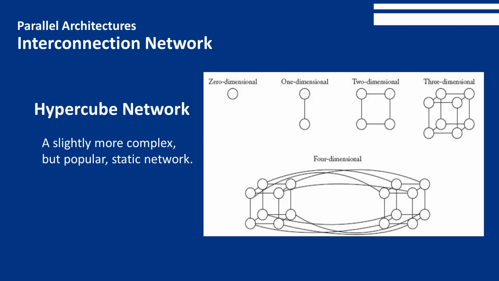A slightly more complex but popular static network is the hypercube network. A zero-dimensional hypercube consists of a single processor. A one-dimensional hypercube is formed by linking the processors in two zero-dimensional hypercubes. A two-dimensional hypercube is formed by linking each processor in a one-dimensional hypercube to one processor in another one-dimensional hypercube. Recursively, a d+1 dimensional hypercube is formed by linking each processor in a d-dimensional hypercube to one processor in another d-dimensional hypercube.